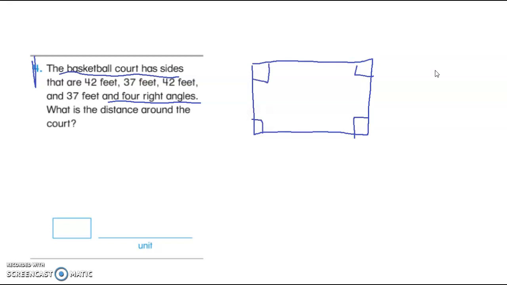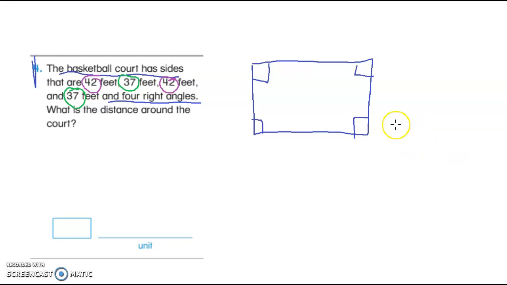When I picture a basketball court, I picture a nice rectangle with 4 right angles. Now remember, in my drawing it is not perfect, so I put these right here just to remind myself that's meant to be a right angle, even if it doesn't look like one. Then it also has these 2 numbers in it. It has 42 feet and 37 feet. There's 2 of each of them.